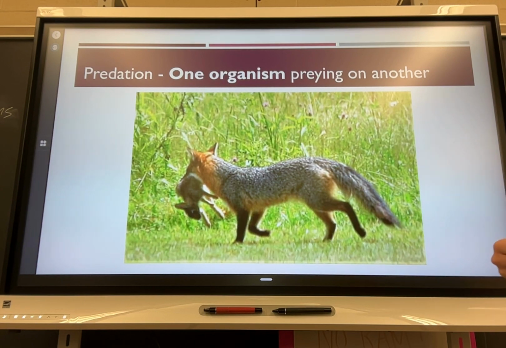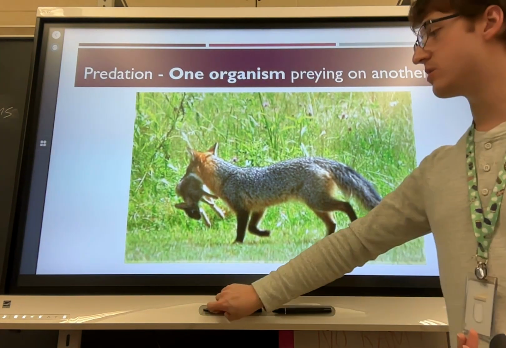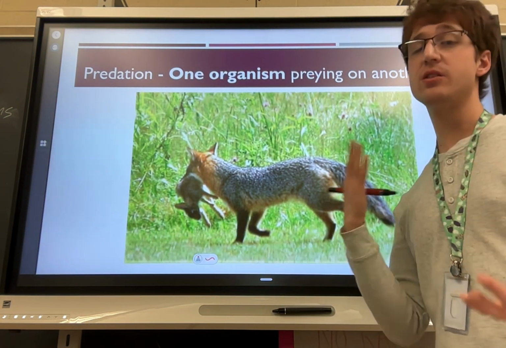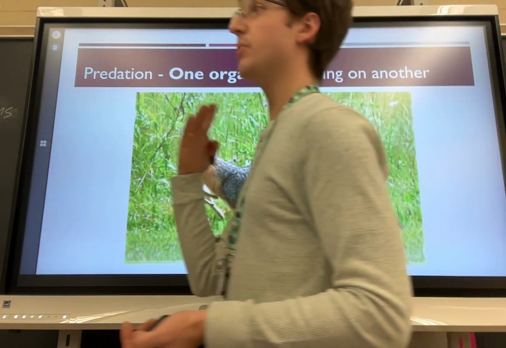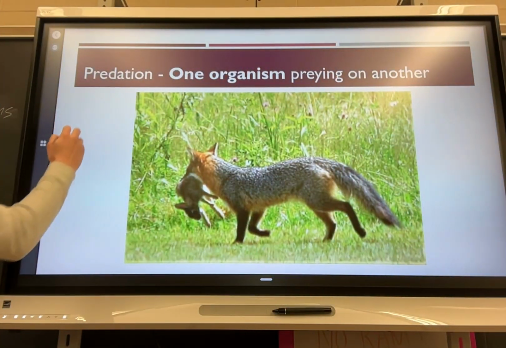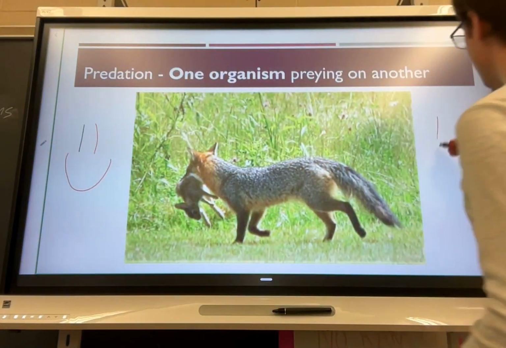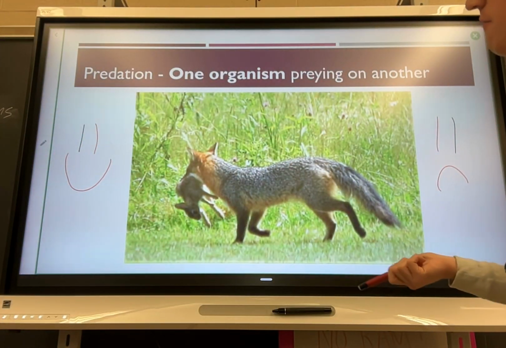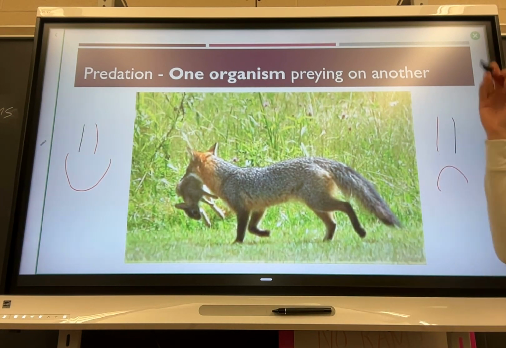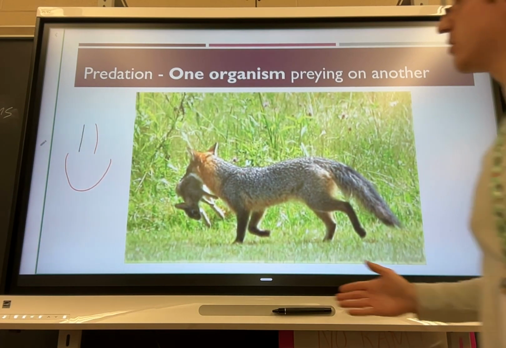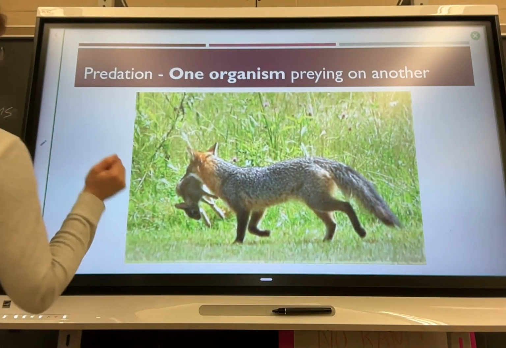So we're going to go through a couple different examples. I'm going to characterize these with different faces to show whether something is benefited. If it's benefited, it's going to be a smiley face. If it is harmed, it's going to be a frowny face. And if it's unaffected, we're going to have kind of an unassuming face, kind of like this. So the first interaction is predation.